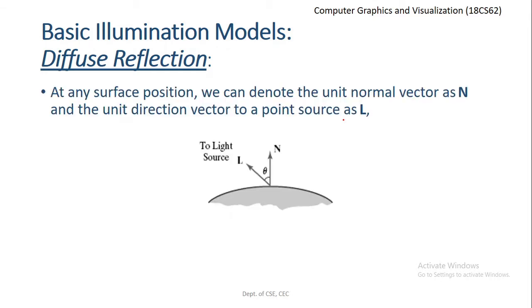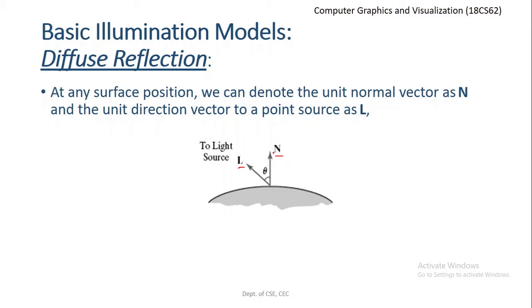Now at any point on a surface position, we can denote the unit normal vector as n and the unit direction vector to a point source as L. If you look at this particular diagram over here, we have a surface whose surface normal vector is given by the vector n, and we have one more vector L, which is the unit direction vector in the direction of the point source.